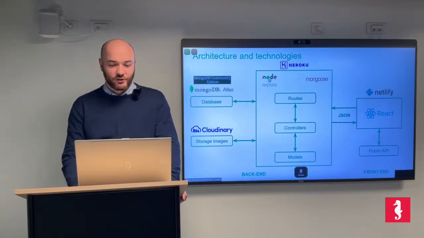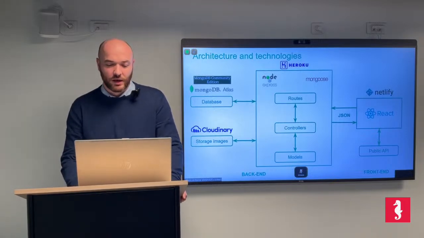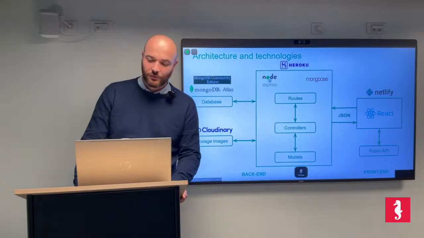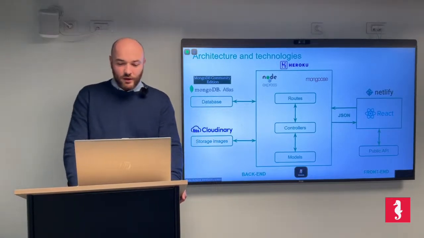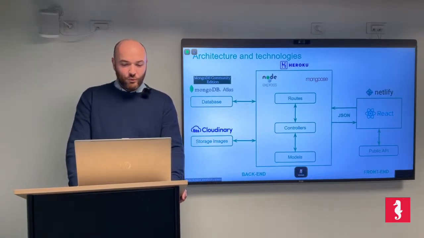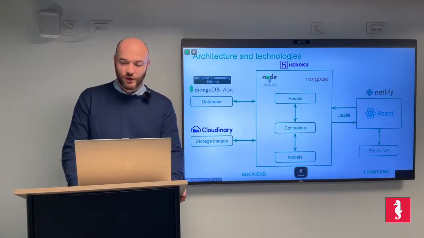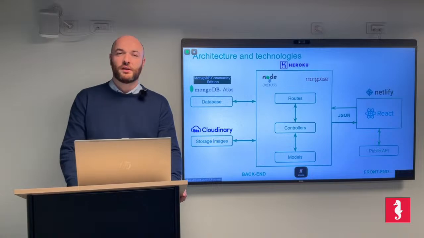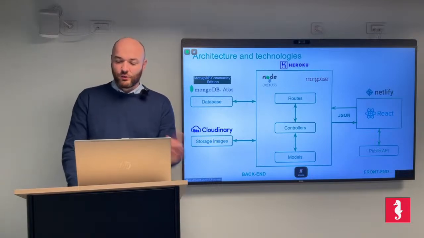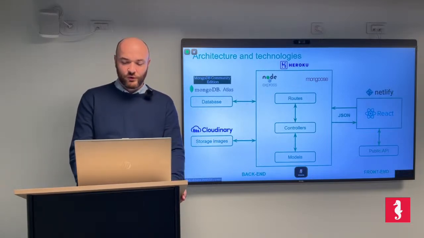So here is the architecture. For the backend, I decided to use Node.js Express, MongoDB Atlas or MongoDB Community Edition for the database. For the storage of images, I use Cloudinary, and for the front end, I use React. I also use a public API for the postal code.